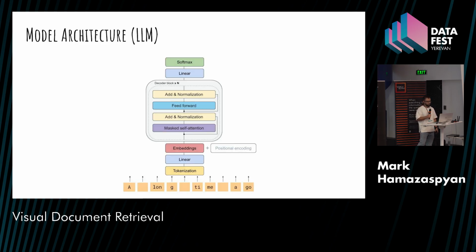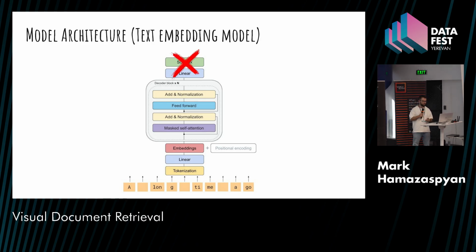Okay, so how do we get an embedding model from the LLM? It's very easy. The standard LLM is predicting next tokens. So we just remove the linear and softmax layer, and we get the embedding of the inputted text instead of doing the predictions. So it's quite simple.